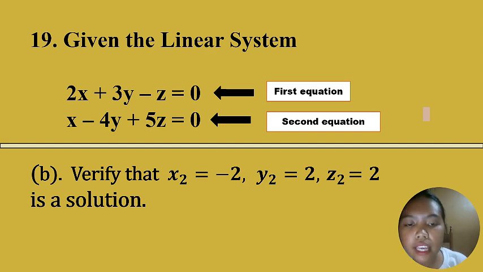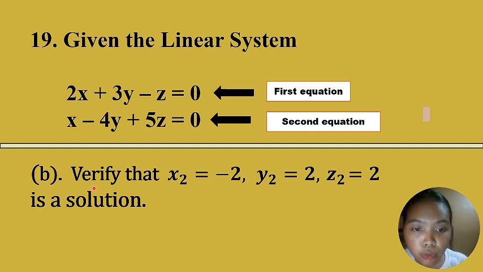So today I will guide you through verifying a solution for a system of linear equations. So we already have the given linear system, which has two equations. The first equation is 2x plus 3y minus z is equal to 0. And the second equation is x minus 4y plus 5z is equal to 0.